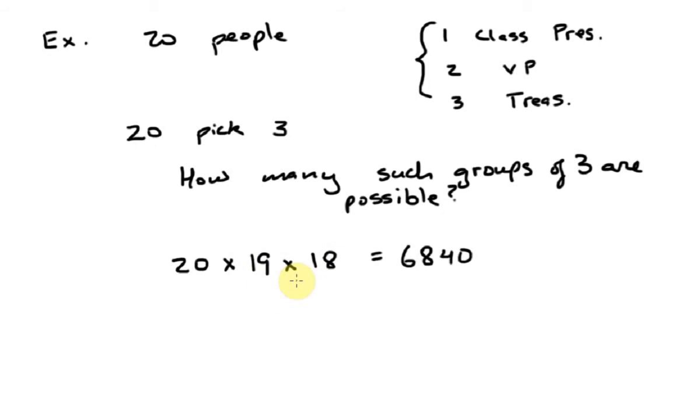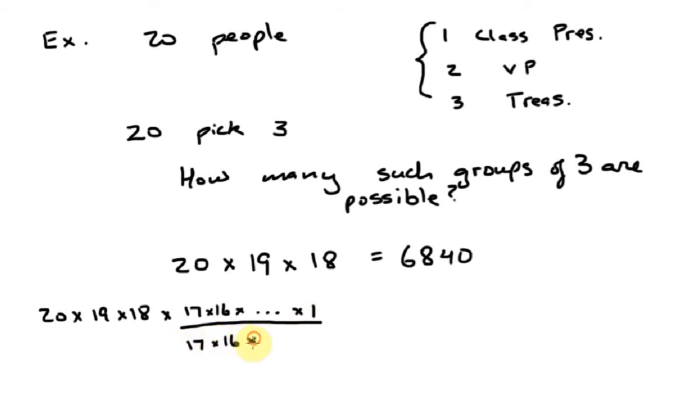Okay, so here's what I'm going to do. I'm going to take that same expression, 20 times 19 times 18, and I'm going to do the following to it. I'm allowed to do it because I'm going to divide by the same thing. I'm going to multiply that by 17 times 16 all the way down till I get to 1. But I'm going to do the same thing on the bottom. So see, I can get away with this because I'm multiplying the top by this mess, and the bottom I'm dividing by the same mess. So this is in fact just the number 1, because you got the same thing on top as you have on the bottom.